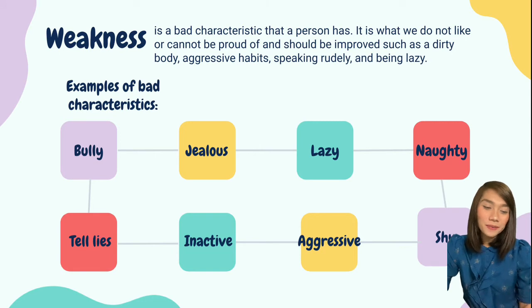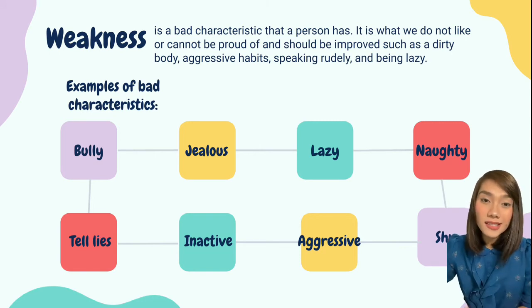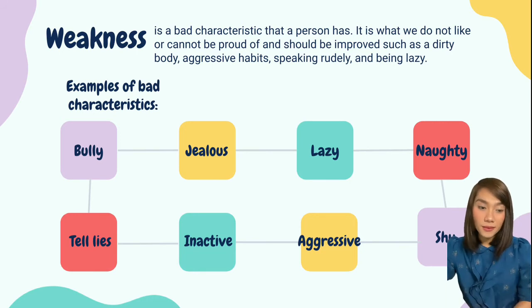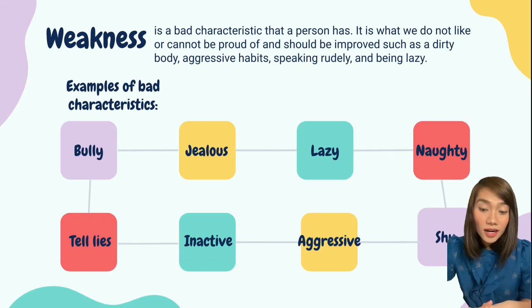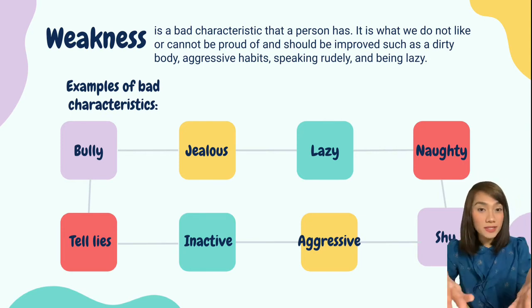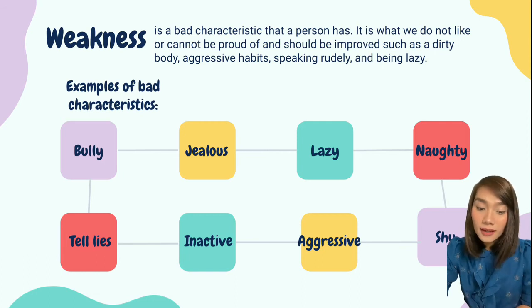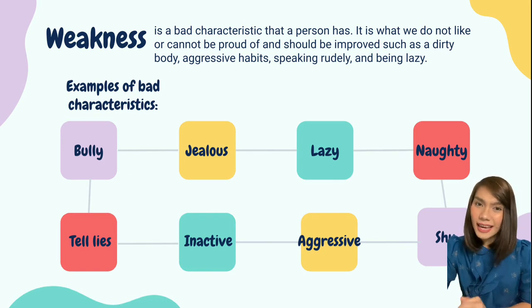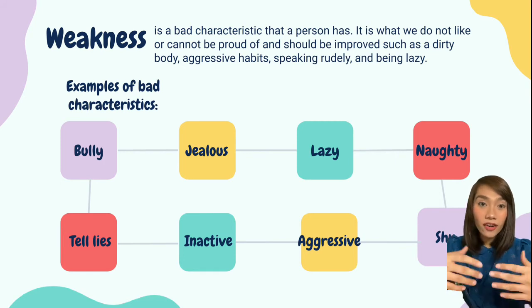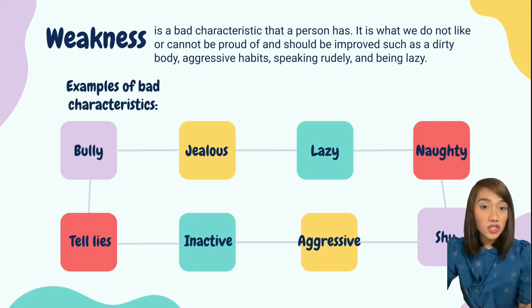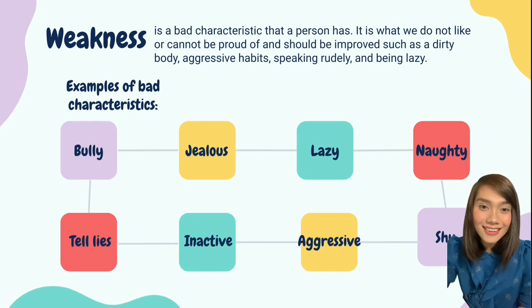Now, these are the characteristics that you should and should not possess. Always remember: cheerful, patient, clever, helpful, calm, punctual, honest, and neat. Those are the characteristics that you should possess. While being bully, jealous, lazy, naughty, telling lies, inactive, aggressive, and shy should never be your characteristics.